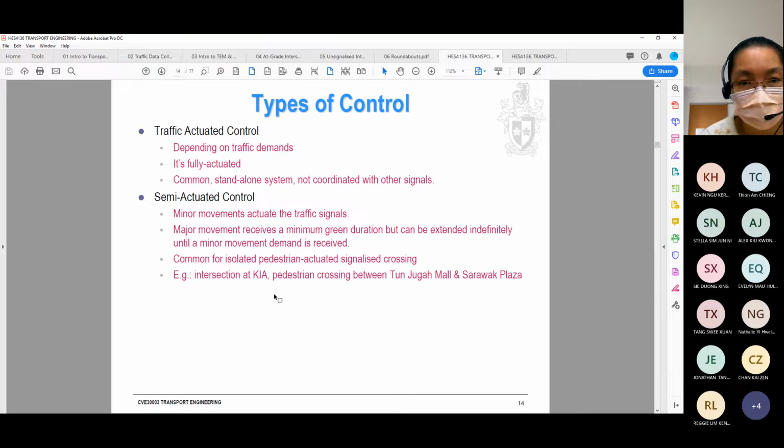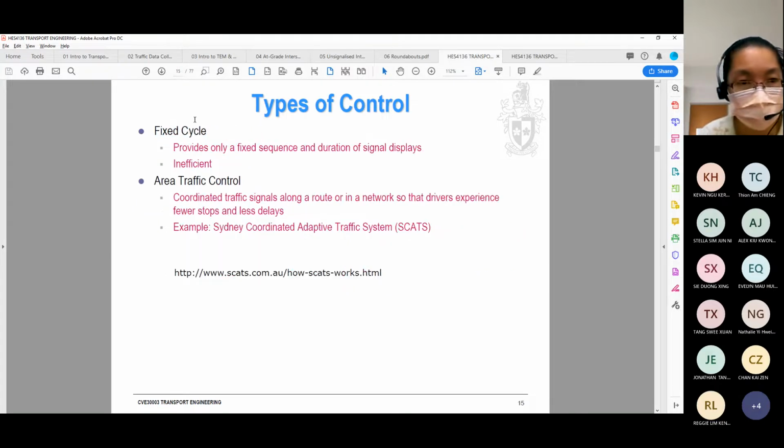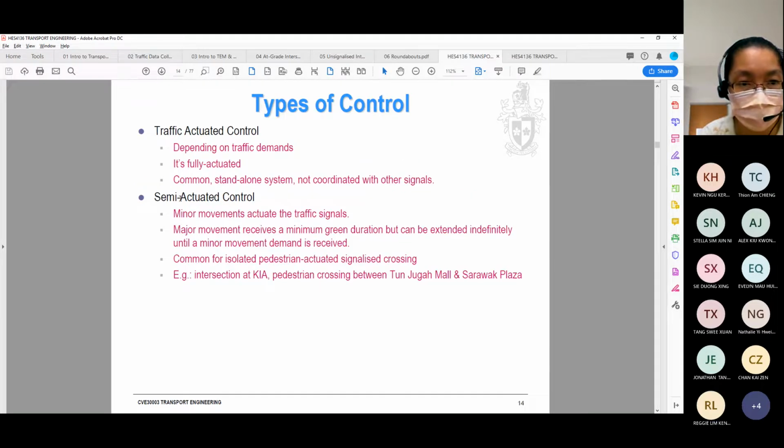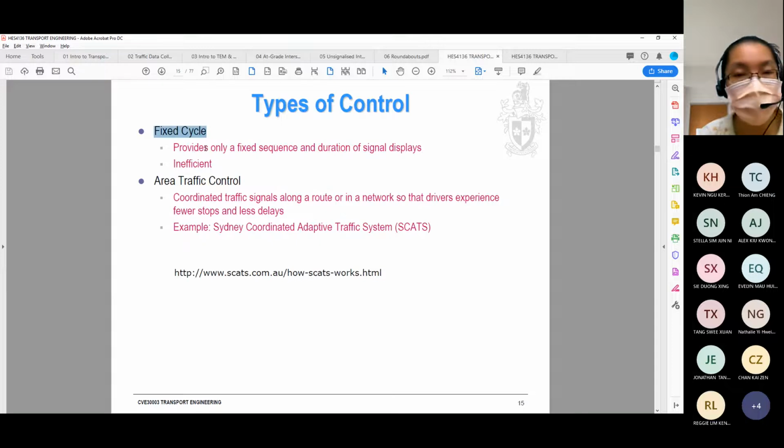For control type for signalized intersections, we have traffic actuated, semi-actuated, and fixed time cycle. These three are for a single intersection. Then we have the area traffic control. This is area wide, and consists of several intersections to be coordinated.